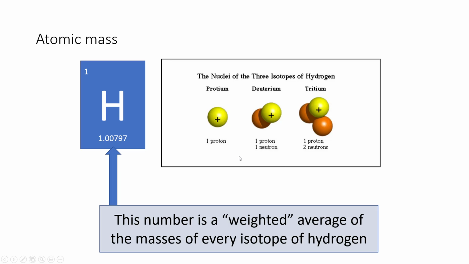What we do here is we average the weight of all 3 possible isotopes of hydrogen, and we factor in that calculation something called percent abundance. I'll explain that in a minute. But for now, what I want you to understand is that the atomic mass on the periodic table is just a weighted average of every possible isotope of that element. That is, how many neutrons can this element have?